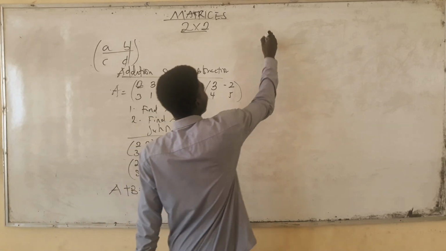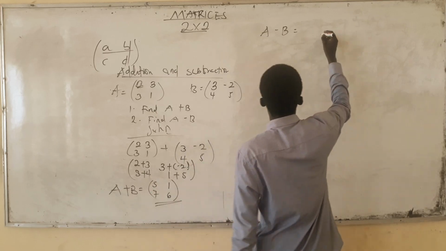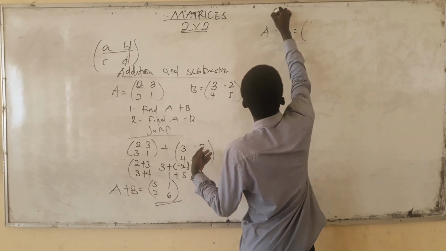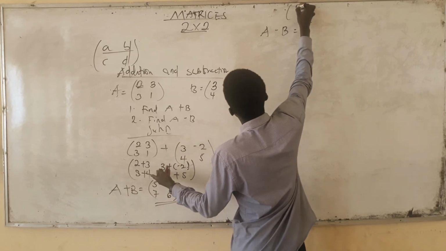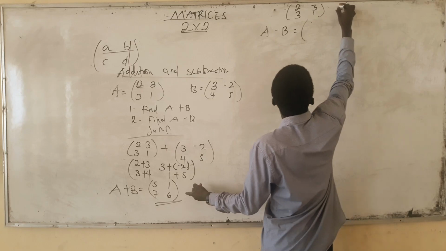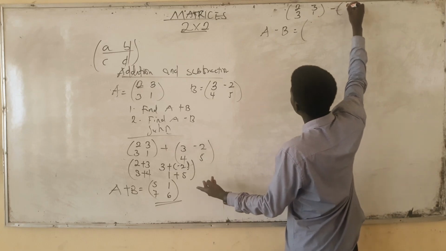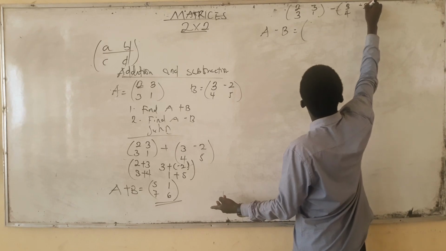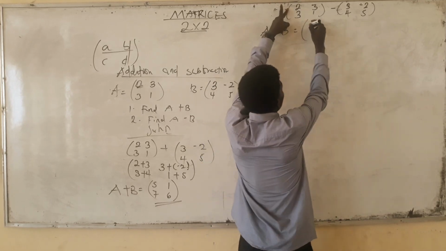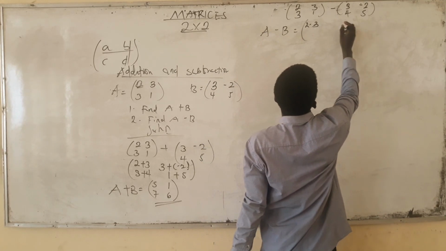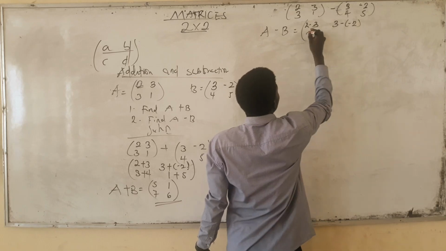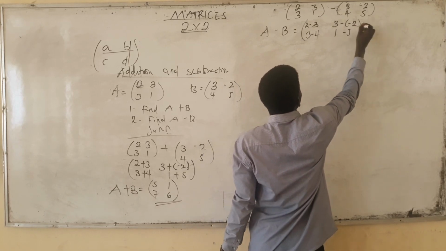Now let's look at the A minus B. According to positions, you can bring your A and B again. So that is 2, 3, 3, 1, minus 3, -2, 4, and 5. So according to positions, you subtract. So 2 minus 3, and then 3 minus -2. And we have this and this, so 3 minus 4, and 1 minus 5.